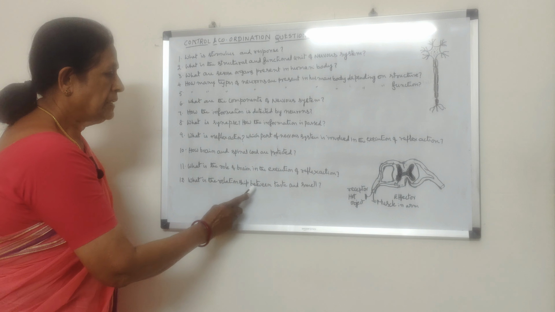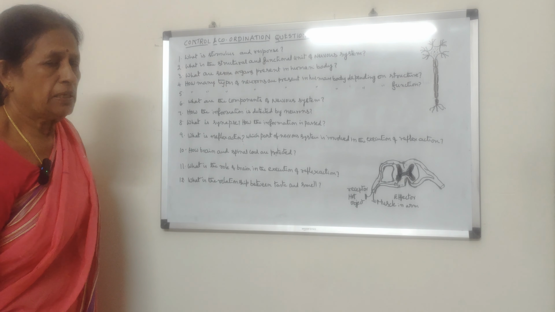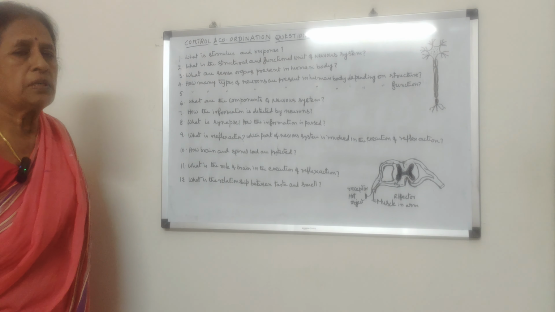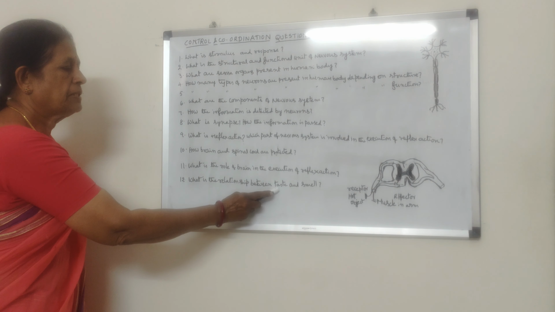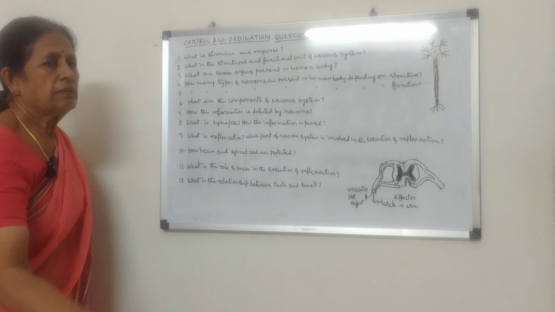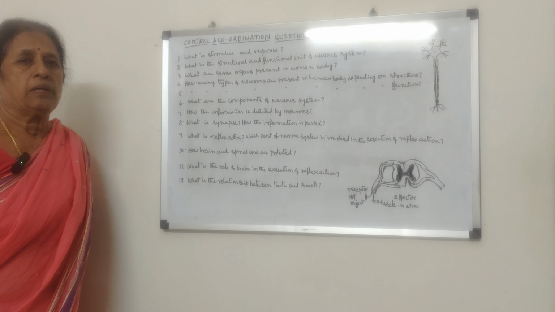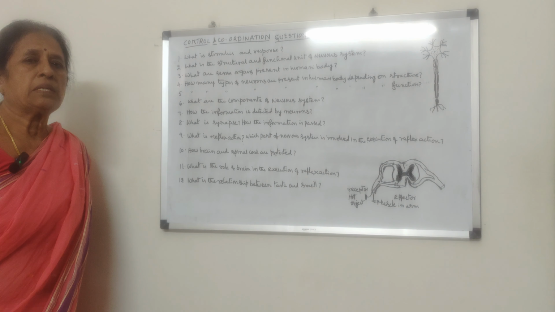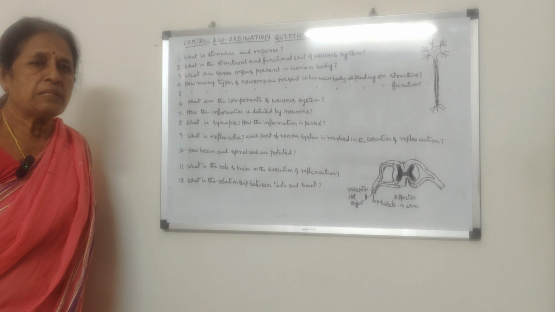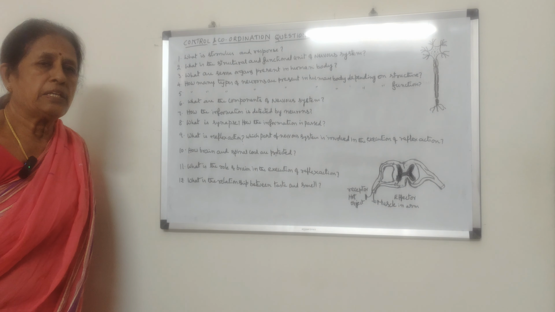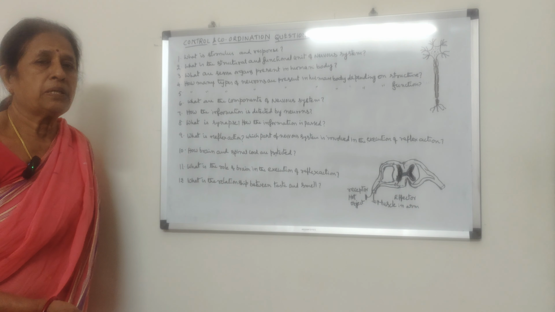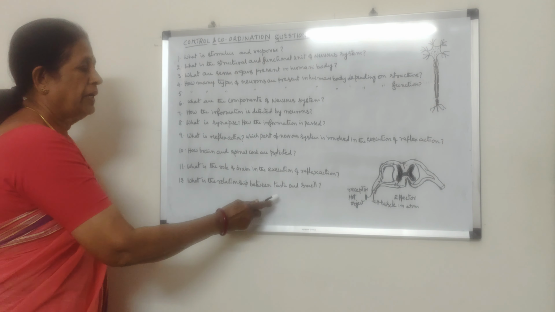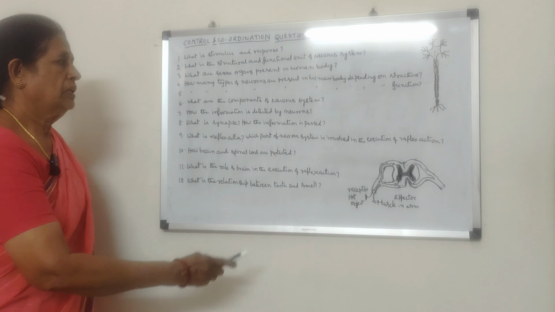And what is the relationship between taste and smell? Taste and smell are very closely linked. Taste buds are present on the tongue, and the olfactory receptors for smell are present in the nose. If the food is stale and giving a bad smell, then we cannot taste it. So smell plays an important role in identifying the taste of the food also.